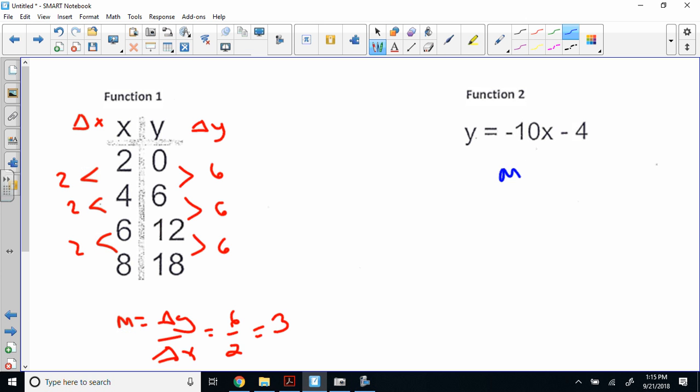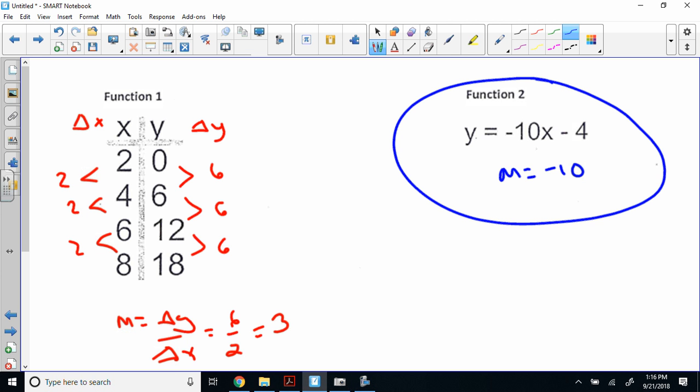Now, the slope on this one is negative 10. Who's greater? Negative 10. Function 2. Thank you. Questions? Comments, concerns? Are we good on that? Question? Yeah? How'd you get the first one? No, I looked at the change. He said, how did I get 6 over 2? Change in y and the change in x, right? All right.